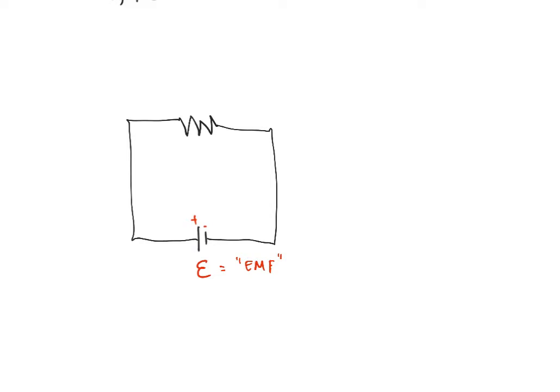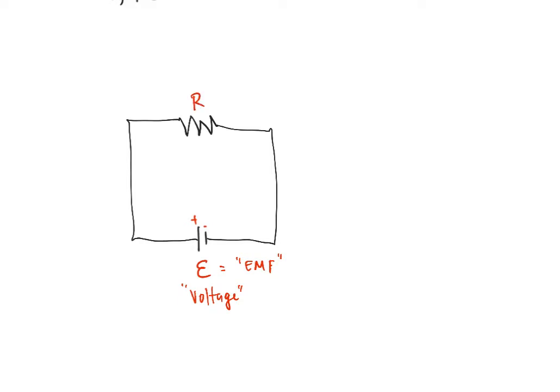So the battery has an EMF. Sometimes you'll even hear people call it EMF. And this is just really another word for voltage. But in circuit contexts, we often talk about the EMF of the battery rather than the voltage of the battery. So we've got an EMF from the battery, and we have a resistance R from the resistor.